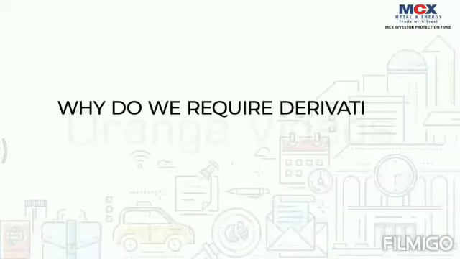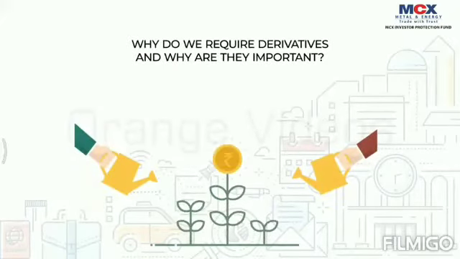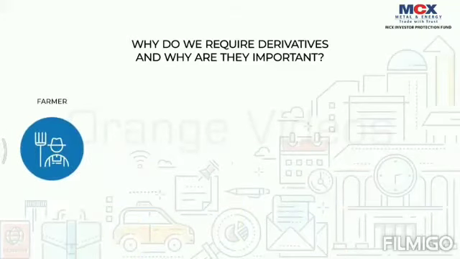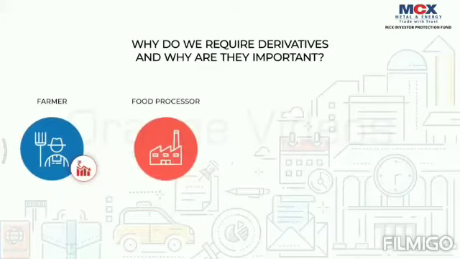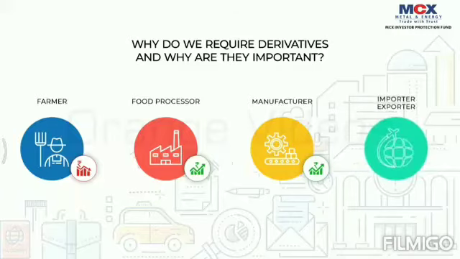Why do we require derivatives and why are they important? Derivatives are financial tools required for managing price risk. Important for a farmer seeking protection against price decrease or a food processor seeking protection from price increases. Important for a manufacturer seeking protection against price rise in base metals. For example, the price increase in base metals may affect an automobile manufacturer. Important for an importer and an exporter who wish to lock into a price.